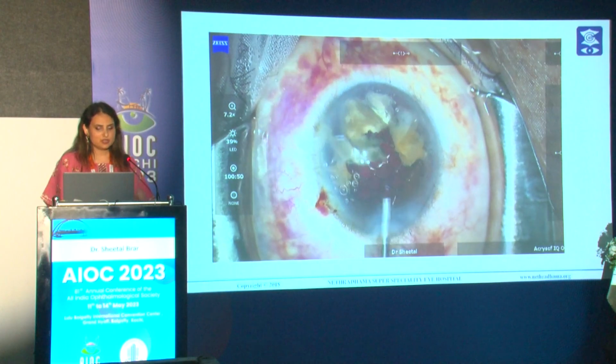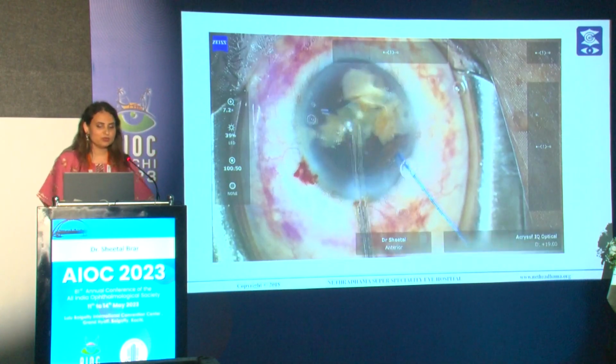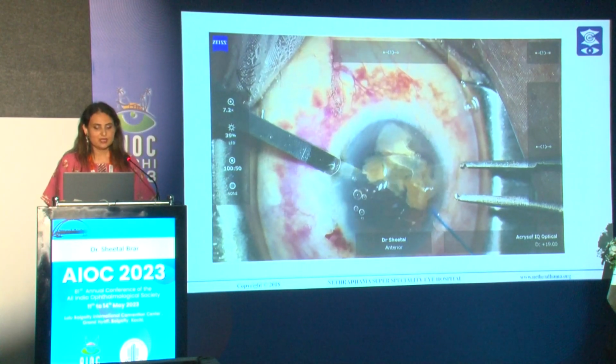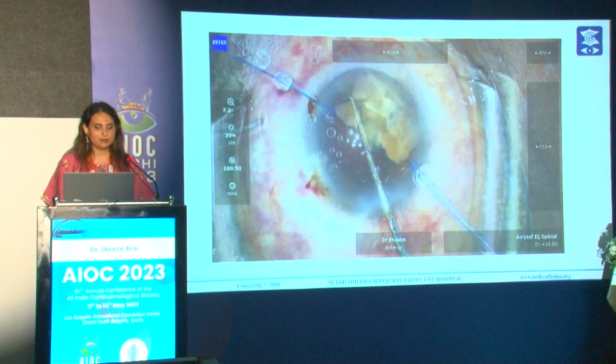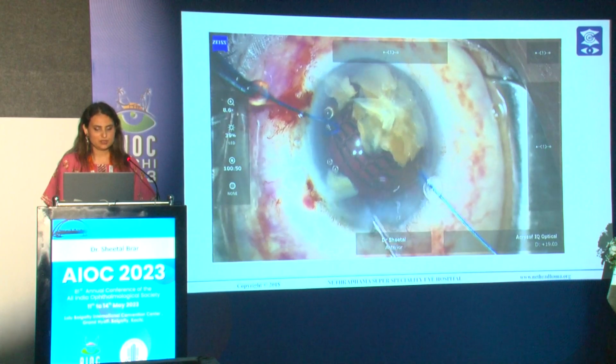Then you can adjust it using a Sinskey hook, and now you need to fix this device. You cannot use it without fixing, so you need iris hooks to fixate the device. And so you can make 3 paracenteses and fix the device using the 3 iris hooks.